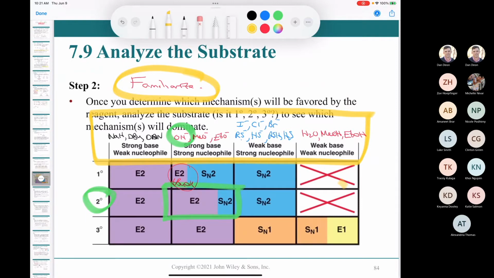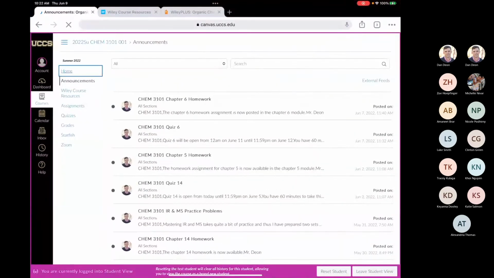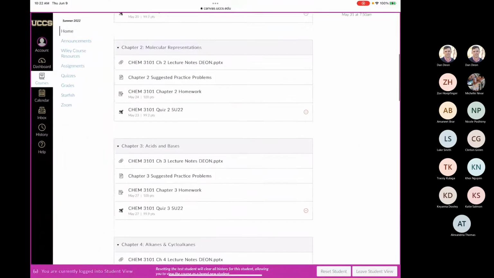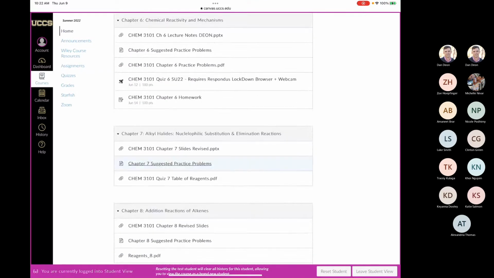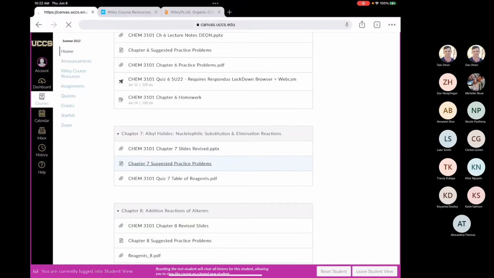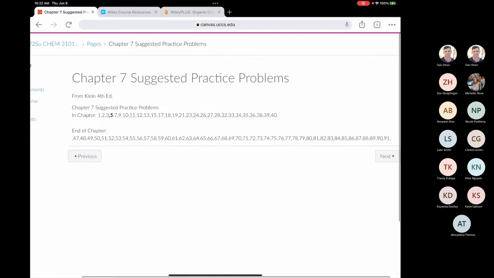Somebody posted in the chat, could you post extra problems from chapter 7? Well, I can tell you right now that if you get through all of the practice problems in the book, all the practice problems that I assigned, which there are many, you go into the chapter 7 module. If we scroll down here to the chapter 7 module, these are the suggested practice problems that I have from the book. So let's see if it'll open. You can see that there are many, many, many problems. This should be more than enough problems for anybody to be able to master the content.